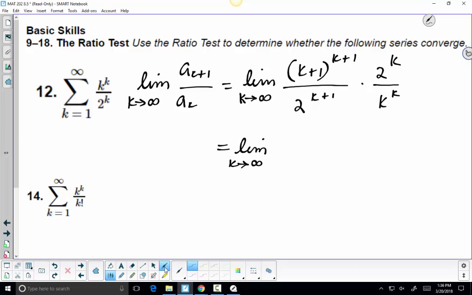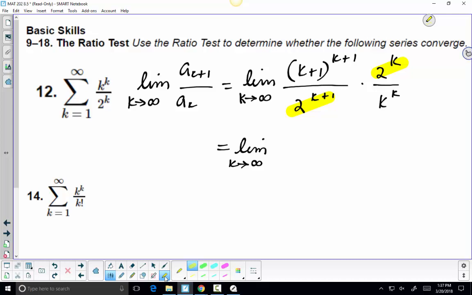Let's pair these off better. Let's look at the 2 to the k and the 2 to the k plus 1. Who knows what's going to happen with those two factors right there? How are those going to reduce? 2 to the k plus 1. Not quite. Are there more 2's in the numerator or in the denominator?